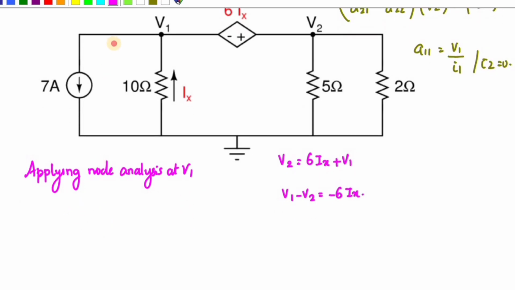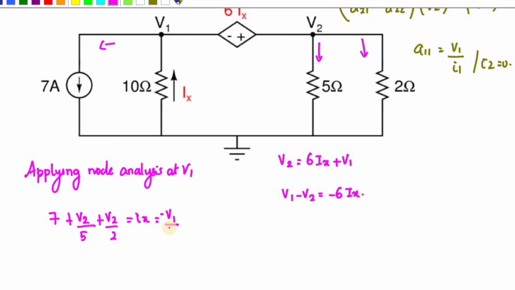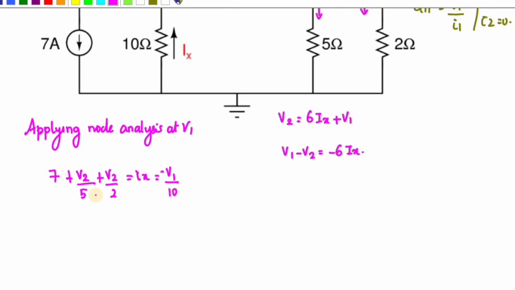Okay, so I can write this is the outgoing current, this is the incoming current. Since the incoming current is equal to the outgoing current, 7 is equal to 7 plus V2 by 5 plus V2 by 2 is equal to Ix, because Ix is the incoming current towards V1. So I can write Ix is equal to minus V1 divided by 10. The current is flowing from the ground to V1 and the resistance is 10, flowing through Ix. So I can write 7 plus 0.7 V2 is equal to Ix.